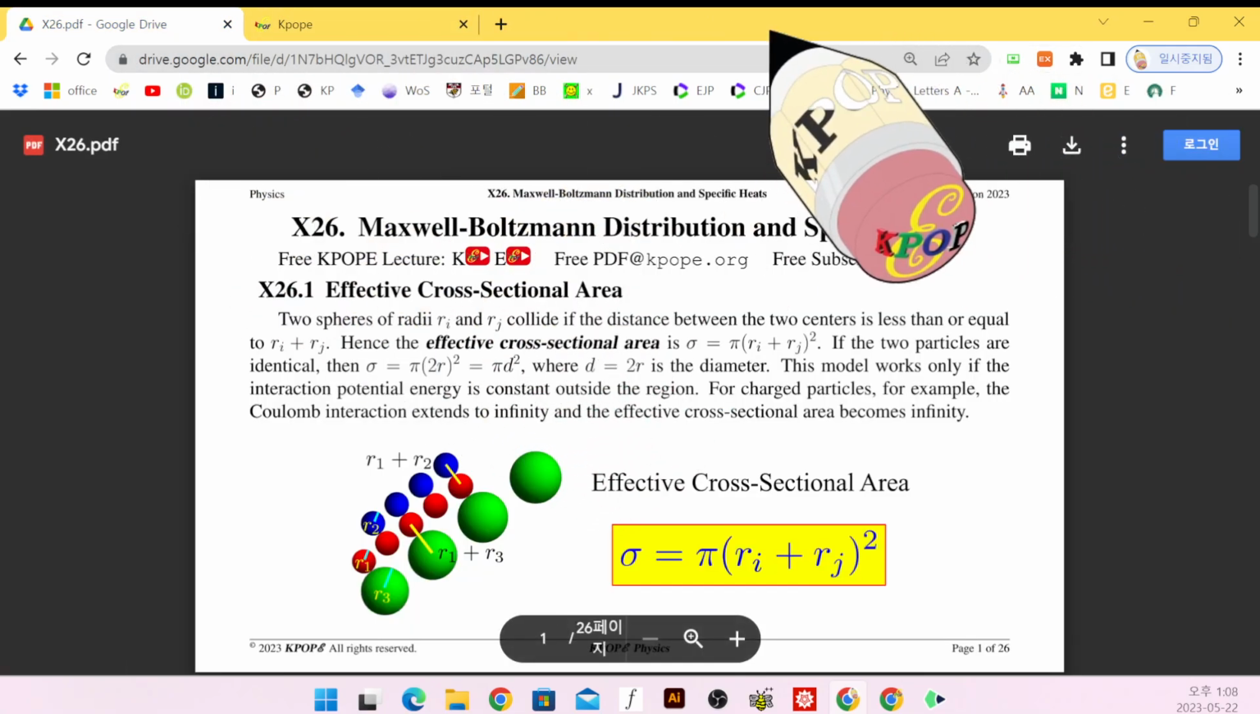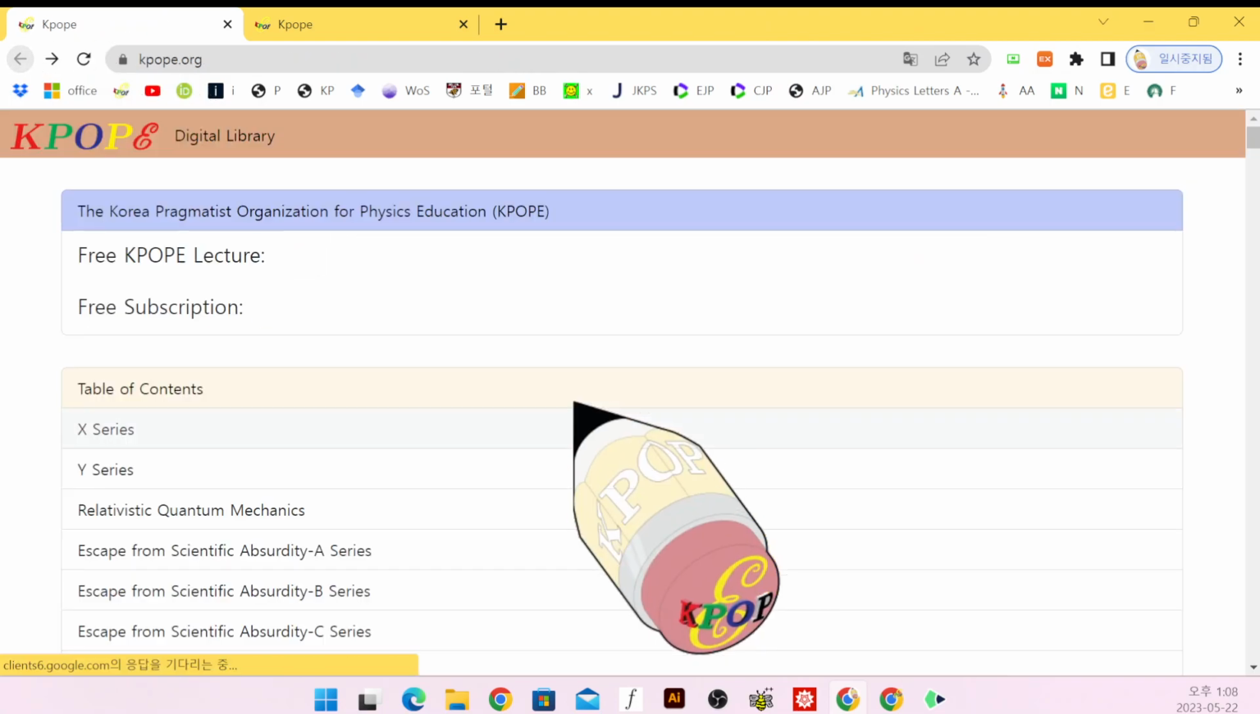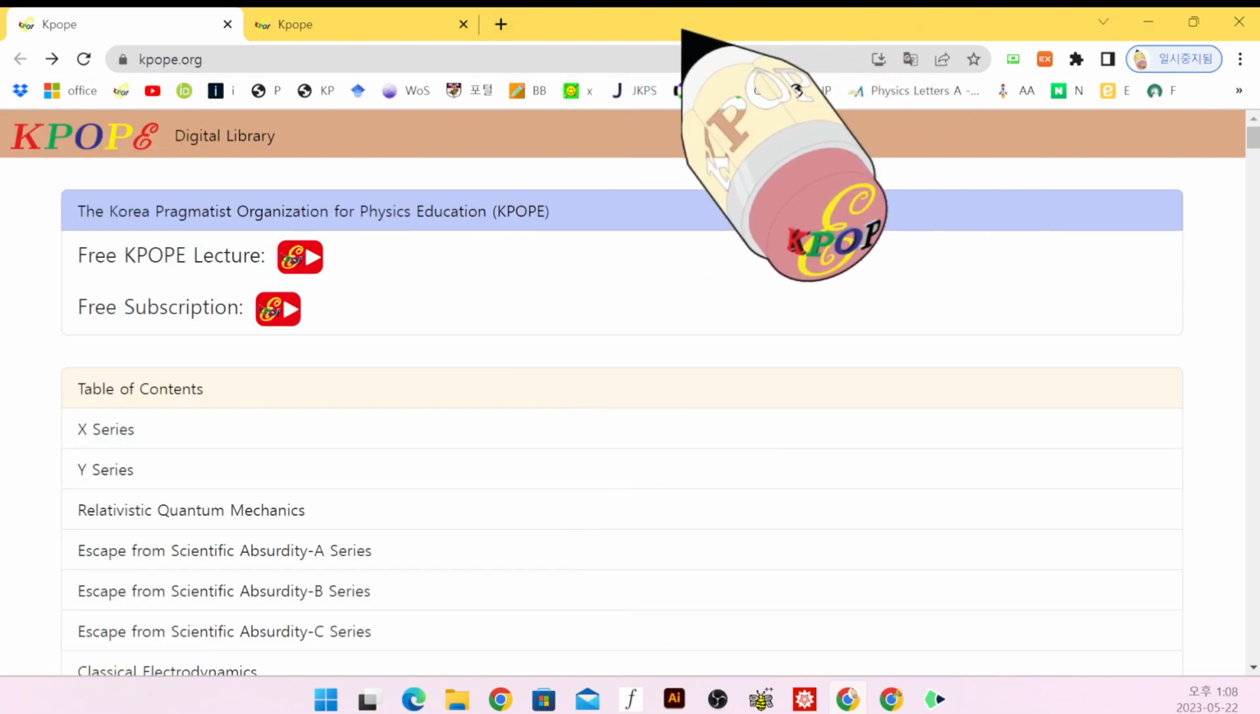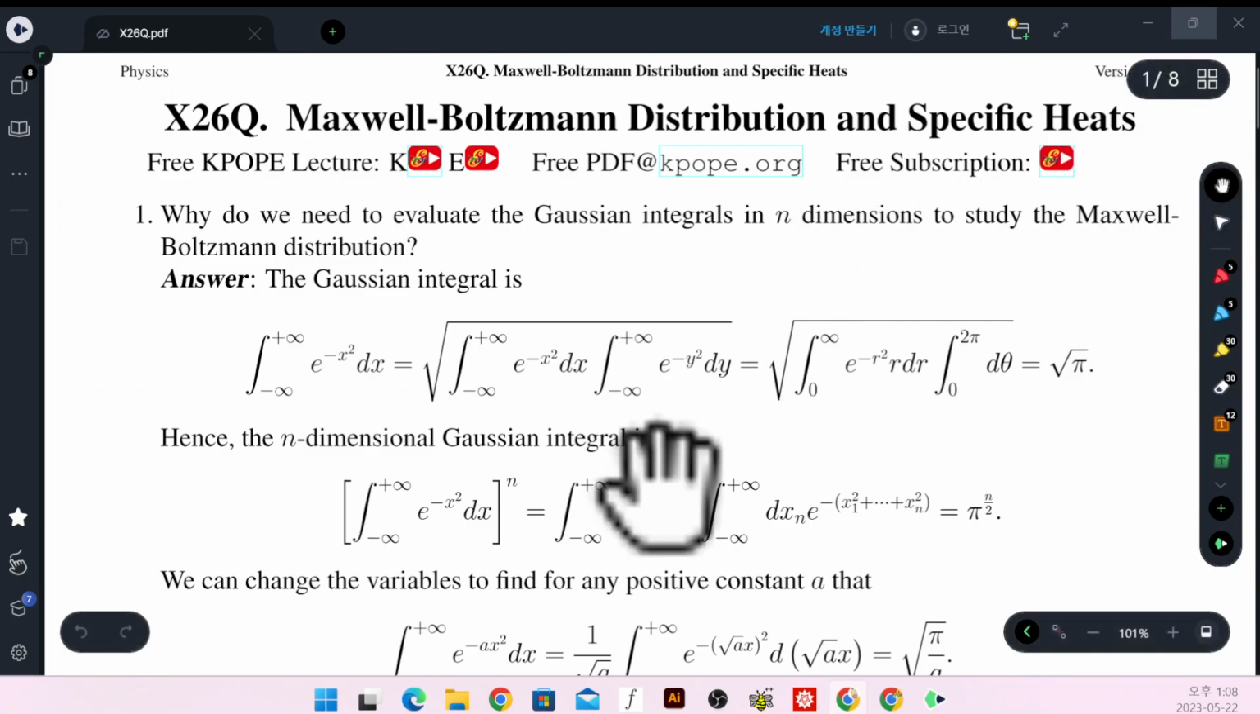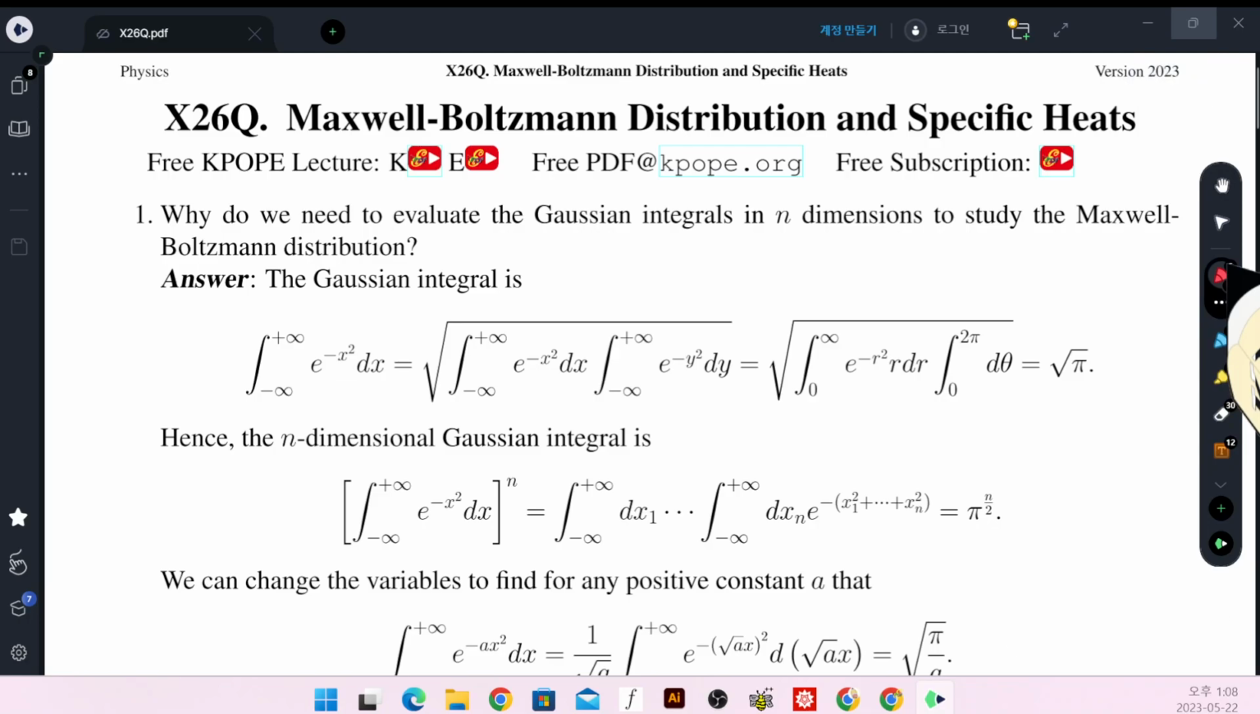Okay, let's begin with our lecture. Today's lecture is for X26Q Maxwell-Boltzmann distribution and the specific heats. Number one, why do we need to evaluate the Gaussian integrals in n dimensions to study the Maxwell-Boltzmann distribution? You will find it.